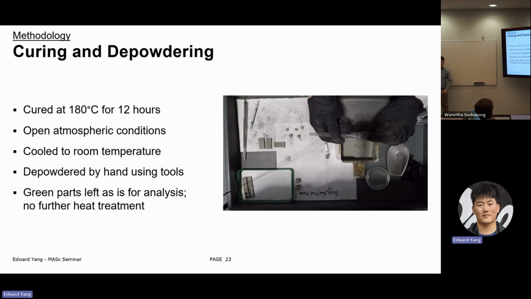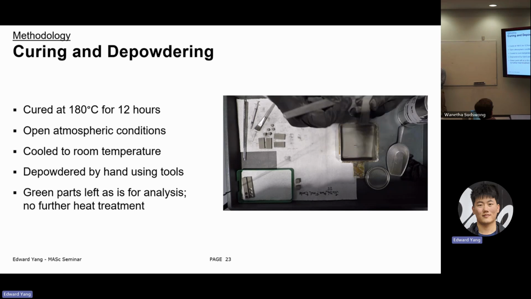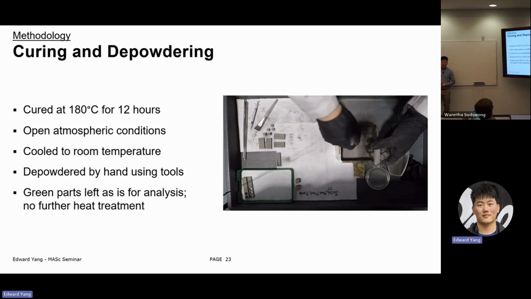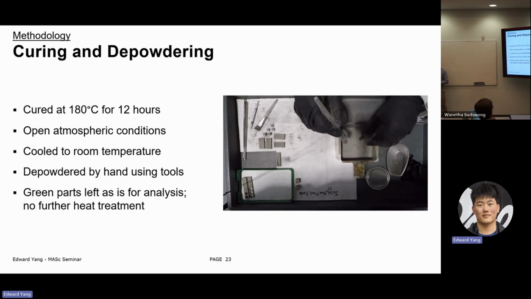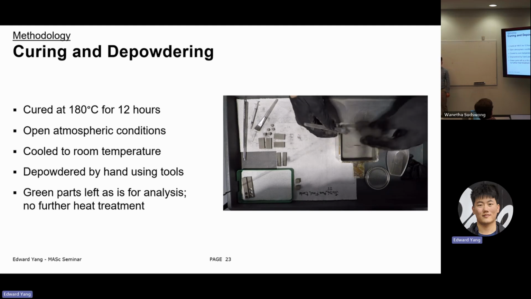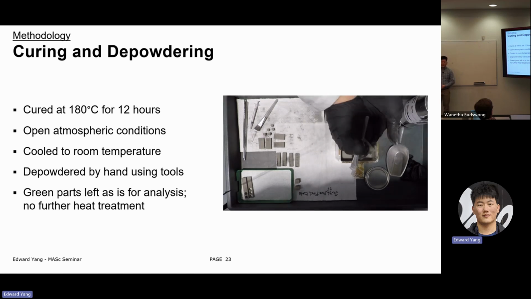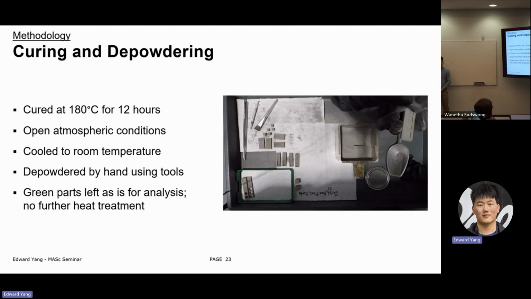As for the curing and the depowdering, all these parts, once printed, were cured at 108 degrees Celsius for 12 hours under open atmospheric conditions, and then they were left to cool to room temperature before depowdering by hand using a set of tools. Once this was complete, these are now green parts that are still fragile, but left as is for the analysis. There was no further heat treatment done at this point.